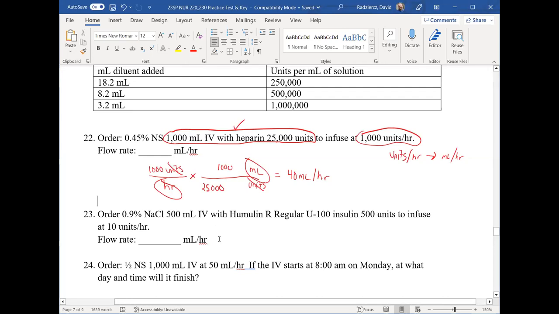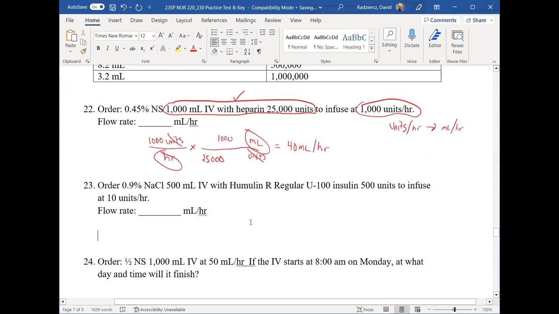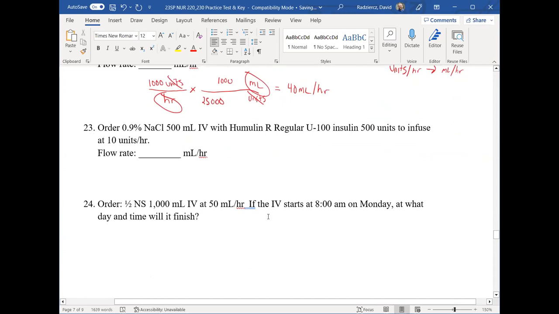I'm going to do the same thing with number 23. Number 23 says that I have a 500 milliliter IV that has 500 units of insulin in it. And then they add the extra U100 insulin, so it makes you think, how many numbers do we need to include in this? But my IV is 500 milliliters, 500 units, and it's infusing at 10 units per hour. So I'm going to follow the same strategy.